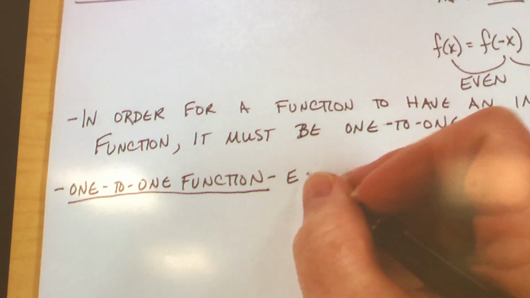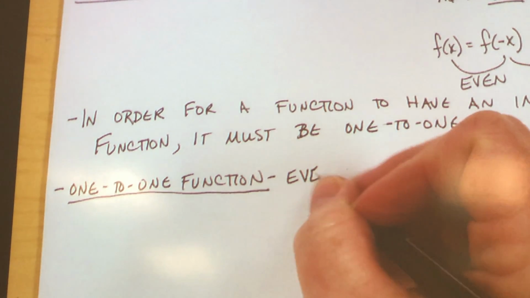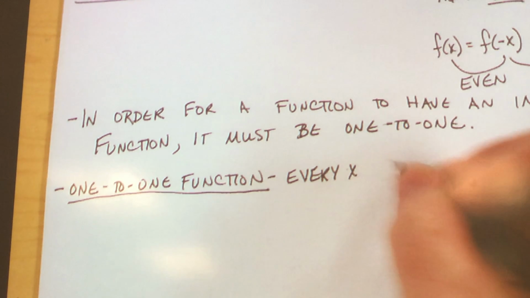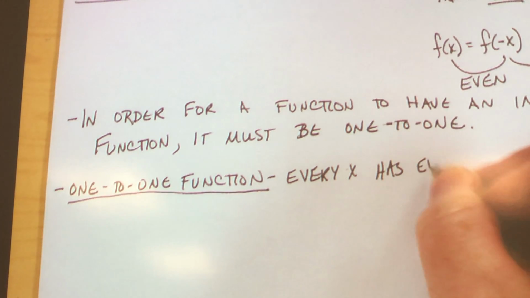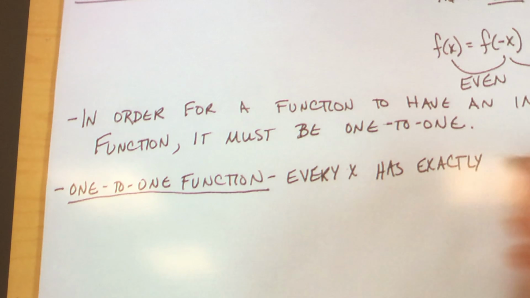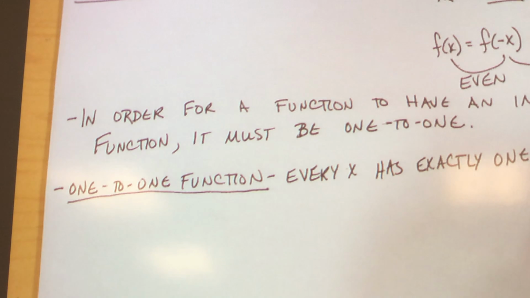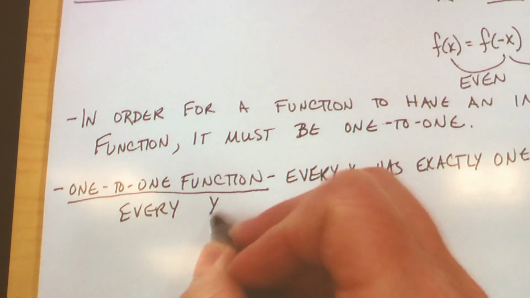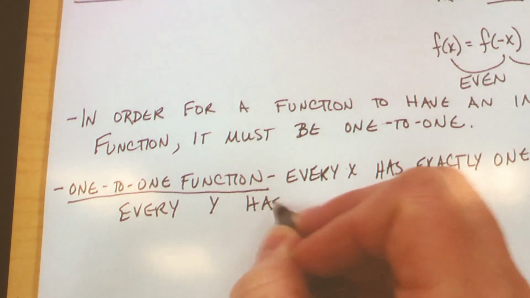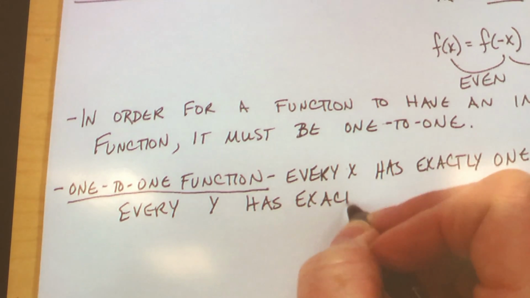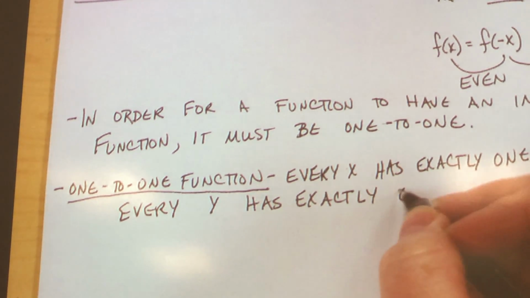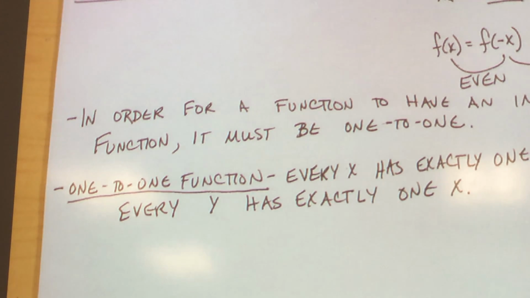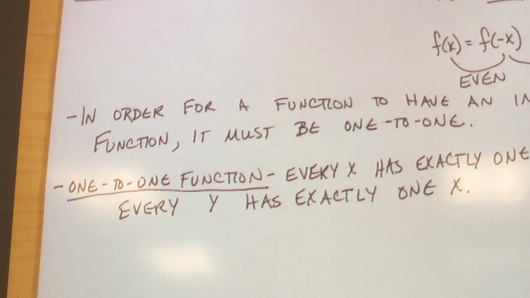So, like Colton said, every x has exactly 1 y. That's what makes it a function, right? And every what? Y. Good. Every y has exactly 1 x. All right, that's what a one-to-one function is. It kind of goes both ways.